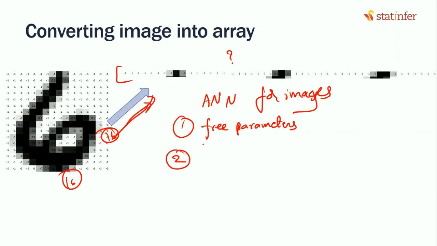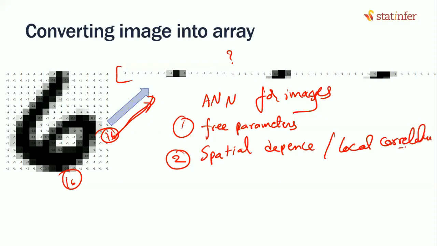Second issue, which is a serious issue, a bigger issue, is spatial dependence, or in simple words, local correlation between the pixels. This is the one that will be lost. Spatial dependence will be lost, or local correlation will be lost.